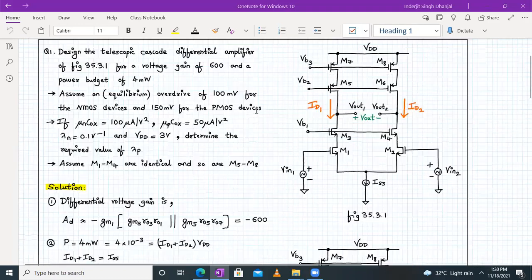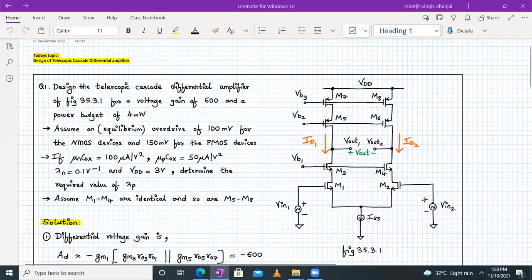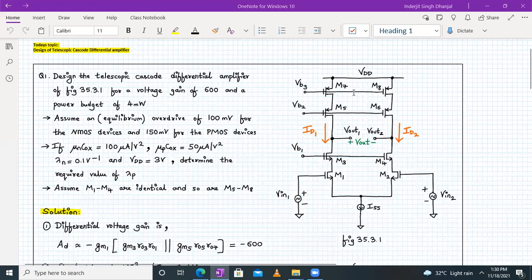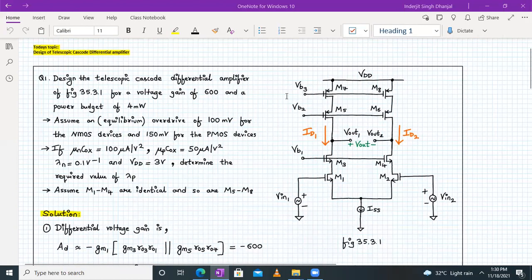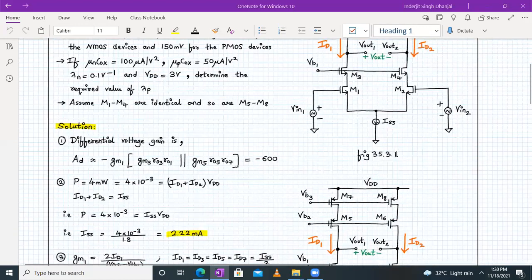They have given the power as 4 milliwatt. So what will be the power over here? The power formula will be ID1 plus ID2 into VDD. Because if you see carefully, the current flowing through M7, M5, M3 and M1 is the same. Let's consider that to be ID1. And the current flowing through M8, M6, M4 and M2 is the same, because they are all connected in series. So ID2 also will be similar. So power is equal to ID1 plus ID2 into VDD.